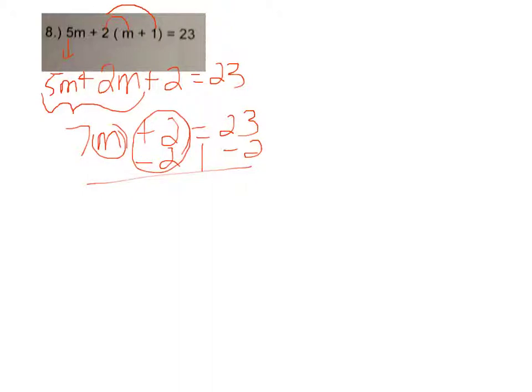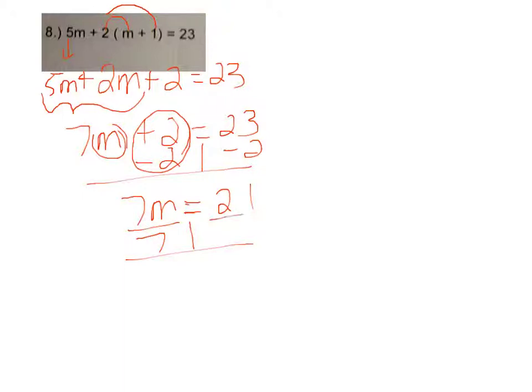On the left side, positive 2 and negative 2 gives me 0. It leaves me with just 7m. On the right side, 23 minus 2 gives me 21. Still want to get m by itself. Currently it's being multiplied by 7.